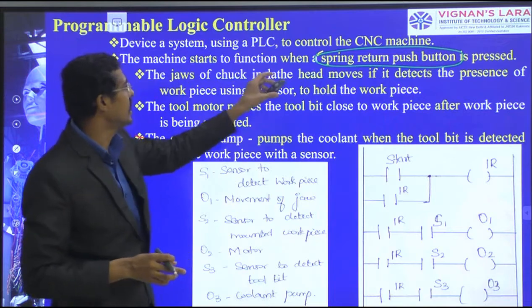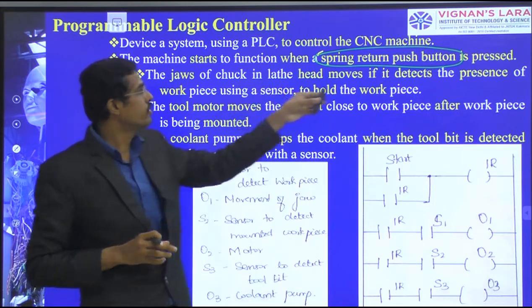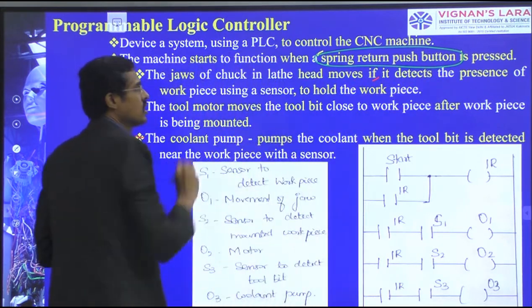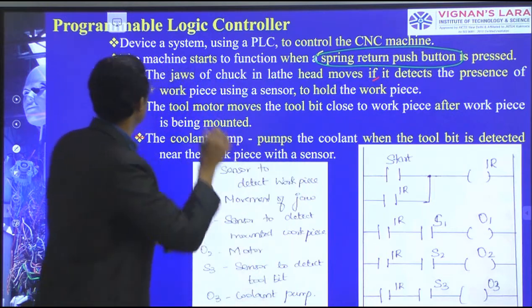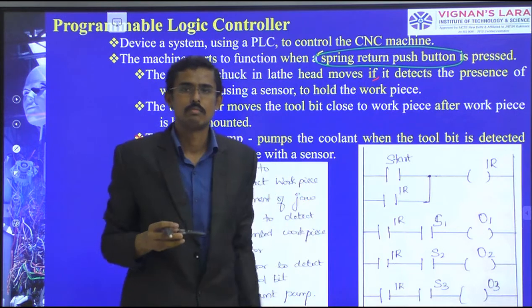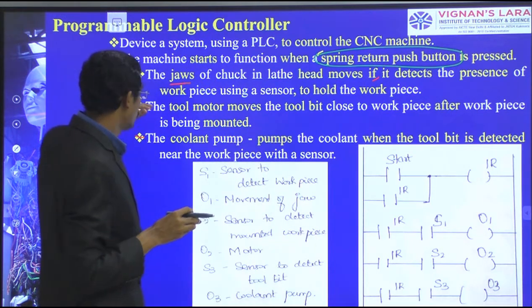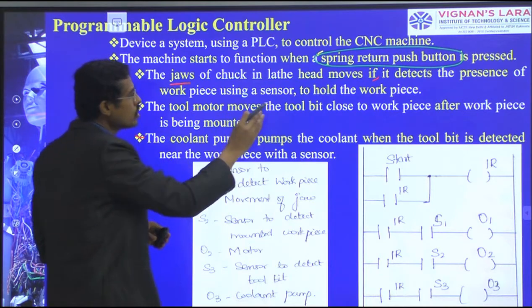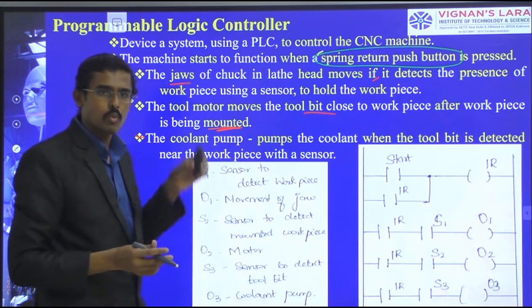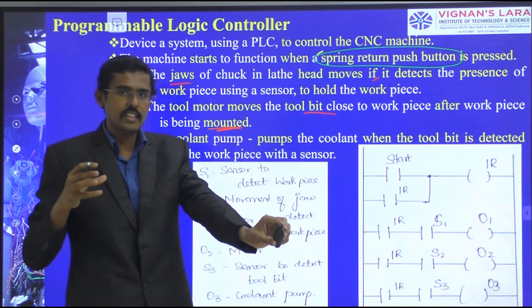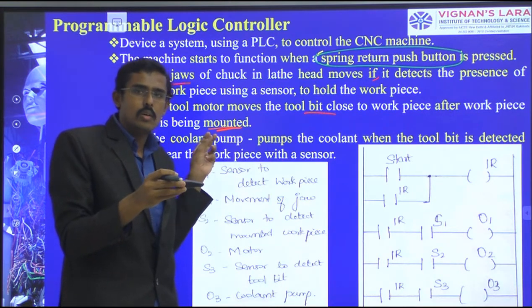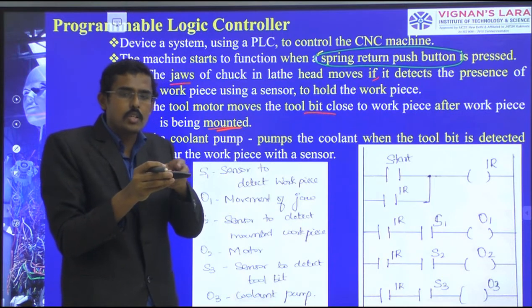So the jaw of the chuck in the lathe head moves if it detects the presence of the workpiece using the sensor to hold the workpiece. The jaw is going to hold the workpiece if the workpiece is detected there. The tool motor moves the tool bit close to the workpiece after the workpiece has been mounted. So the workpiece has been detected, and then the jaw has been held. If the jaw has been mounted, then the tool has to come nearby and the operation is to be taken over.